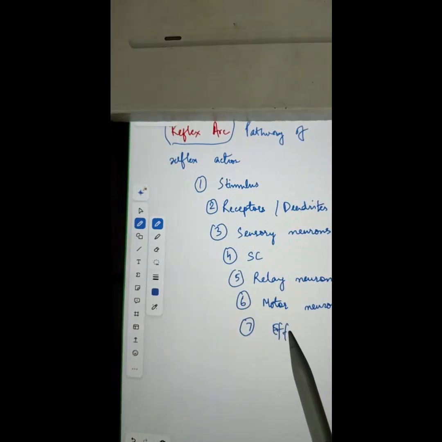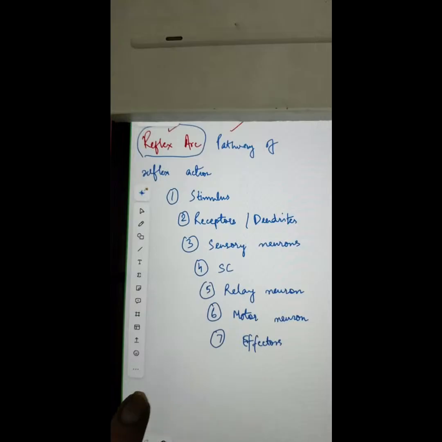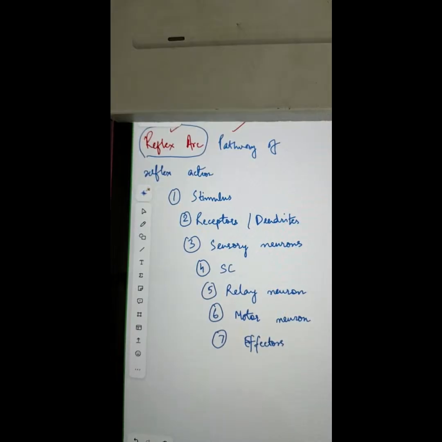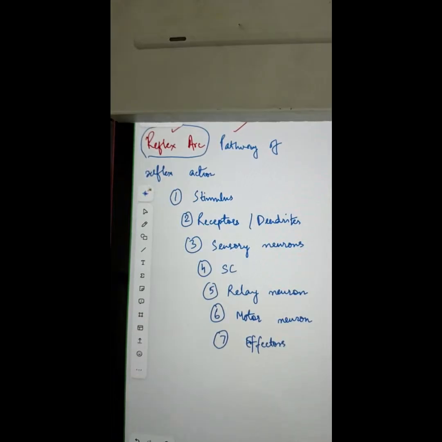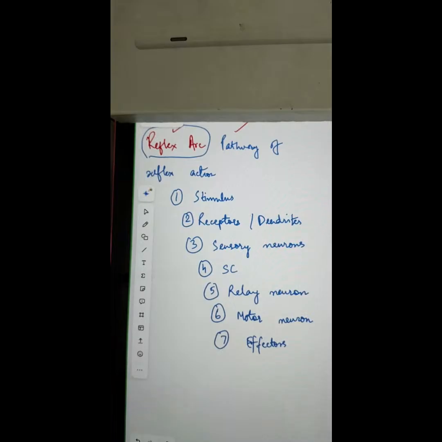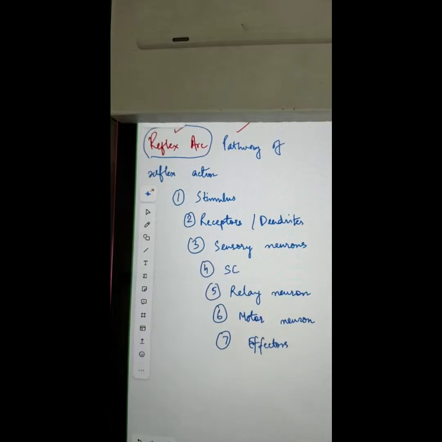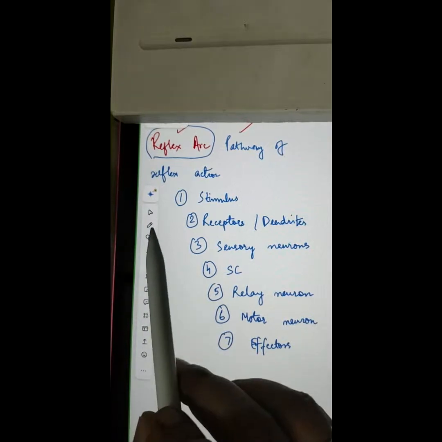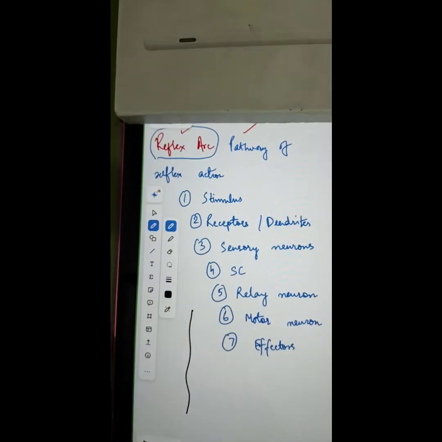A diagram has been given in the NCERT, which is very important. Any label can be given to you, and you need to identify the part. So the reflex arc is a pathway of reflex action, and its components are the stimulus, receptors, which are also known as dendrites, sensory neurons, spinal cord, relay neuron, motor neuron, and effectors. Let me make you understand all the parts, and then we will understand the complete pathway.